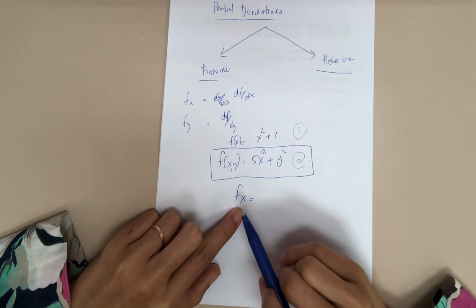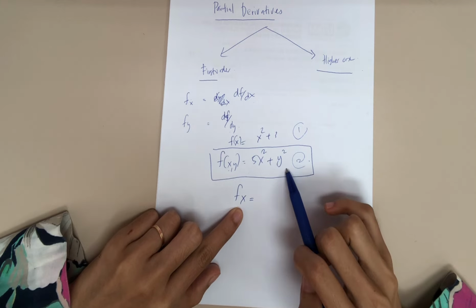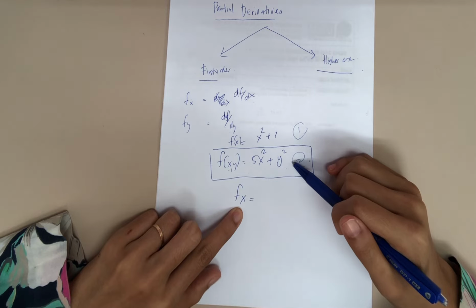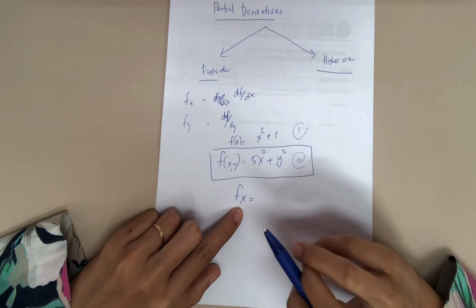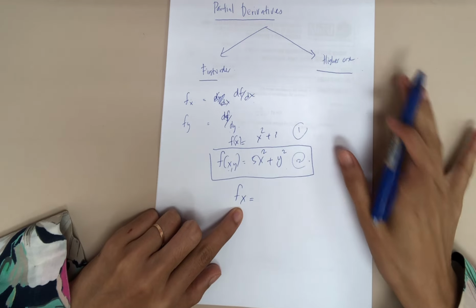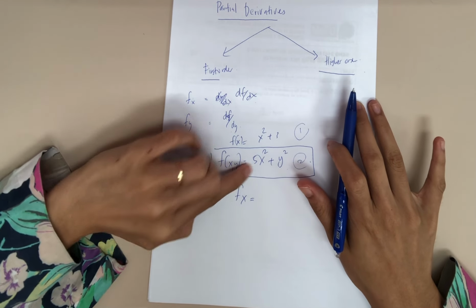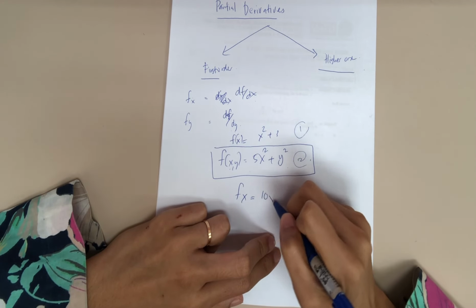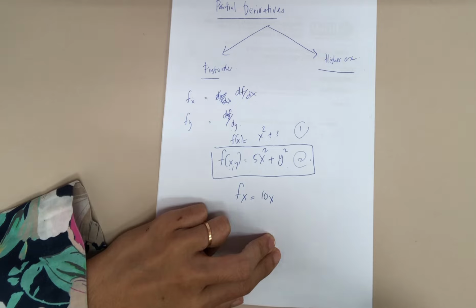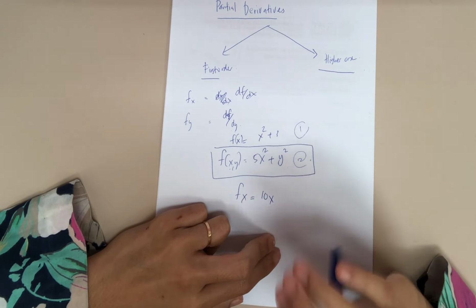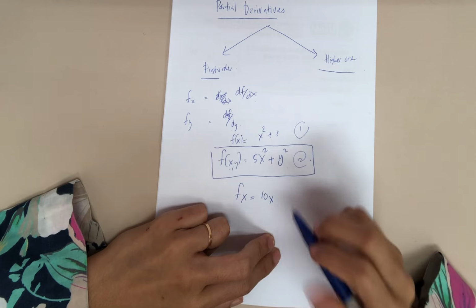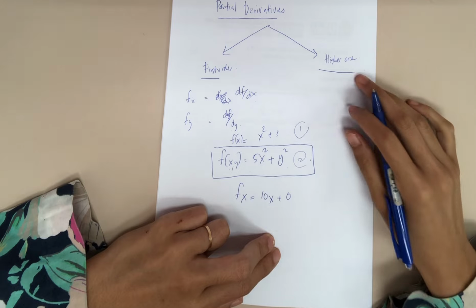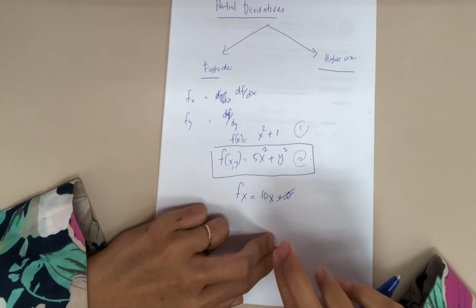So what happens to the y variable? Because we just want to differentiate with respect to x, y will be a constant. You let y be a constant and just focus on x. We have 5x squared, so we have 10x. How about y? It is a constant, there is no x there, so differentiating a constant gives 0. No need to write it. So you have 10x.